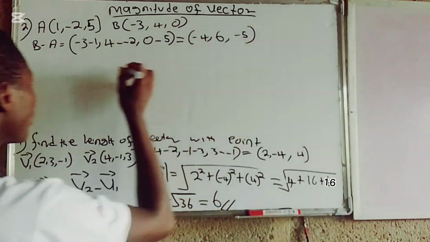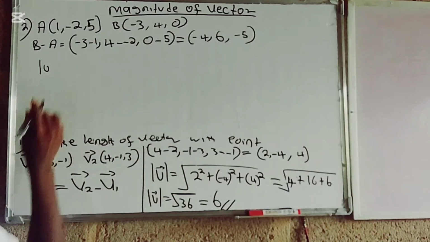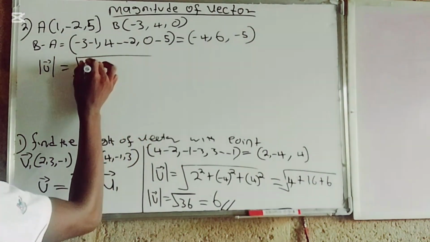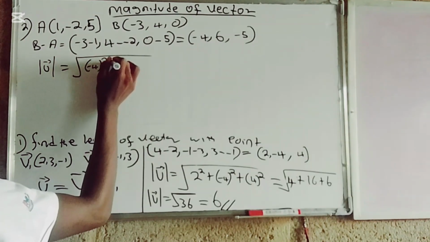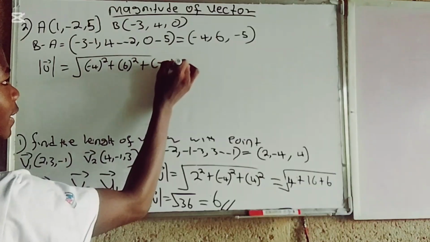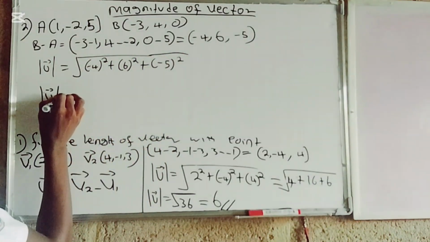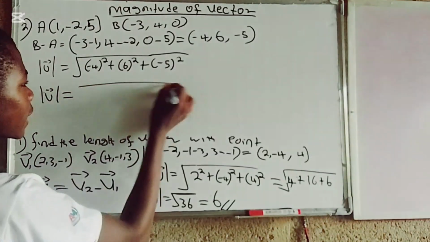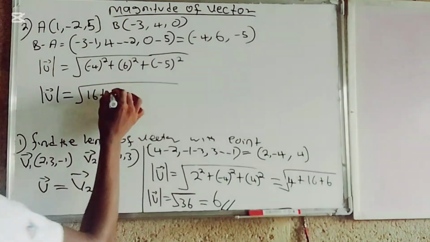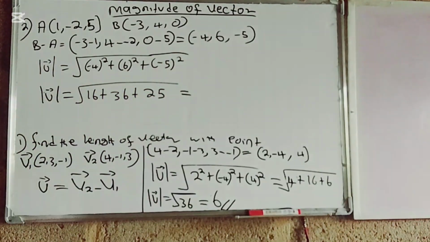So this is the vector that I'm going to take the root of. Let me name it u. So u is the same thing as taking the root of negative 4 squared plus 6 squared plus negative 5 squared. So therefore this should now be equal to negative 4 squared is the same thing as 16, plus 6 squared is the same thing as 36, plus 5 squared is the same thing as 25.